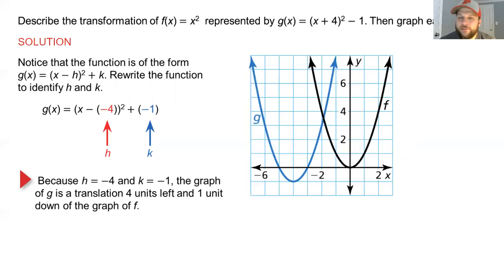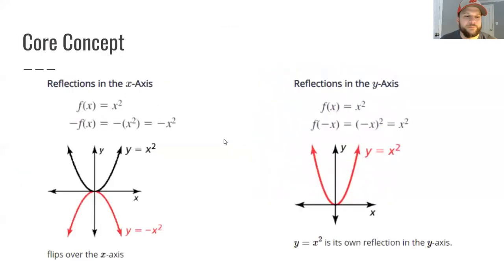So the black graph is your basic parent function of x squared. Your blue one is what happens after you shift, just looking at this vertex point, left 4, down 1, and there's where you get the function g of x.